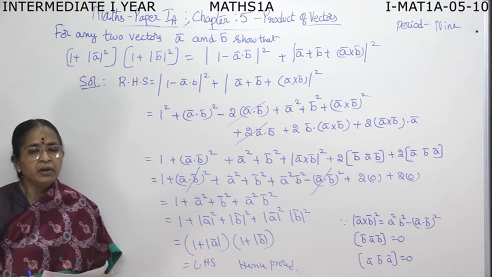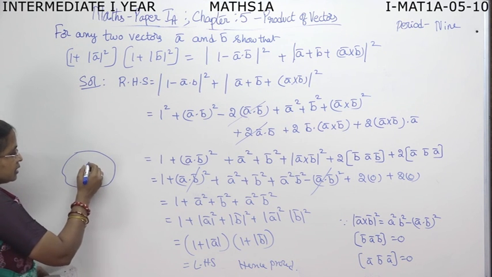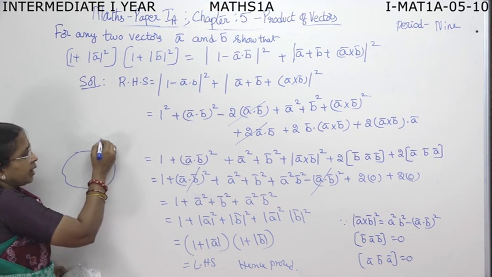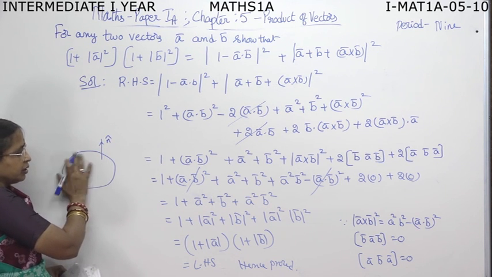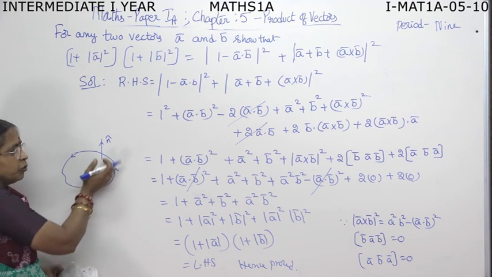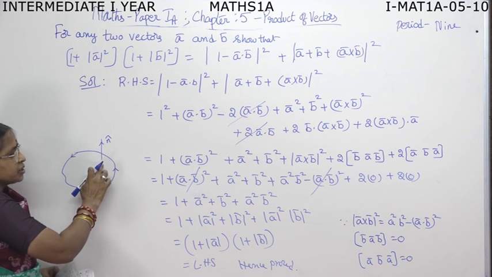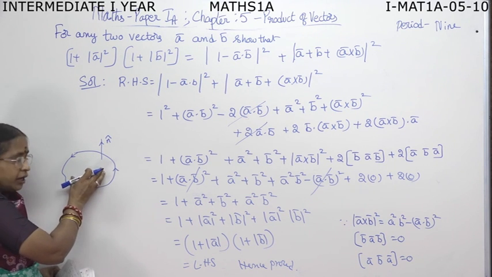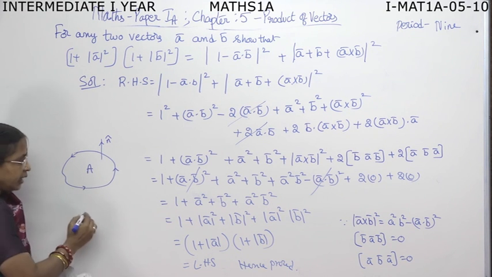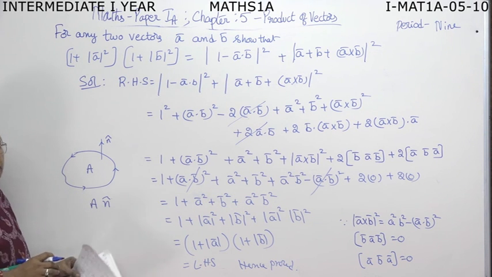Vector areas of plane regions. When you have any plane closed region like this, it will have some magnitude of the area, and n cap is the unit vector perpendicular to the plane containing this, and the rotation should be in the clockwise direction. Clock moves like this, no? So it is the clockwise direction. When the boundary is in the clockwise direction and n cap is the unit vector perpendicular to the plane of this region, and if the magnitude of this area is A, then we define vector area as A into n cap, and we have some formulae. We'll learn those formulae in the next period.